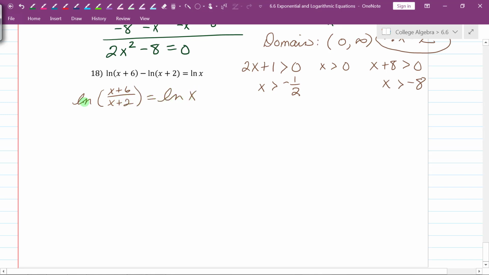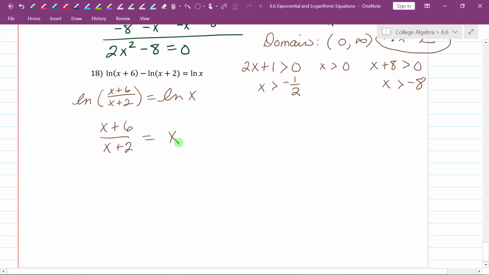I'm taking the natural log of both sides. Because of that, I can simply say that x plus 6 divided by x plus 2 is equal to x.